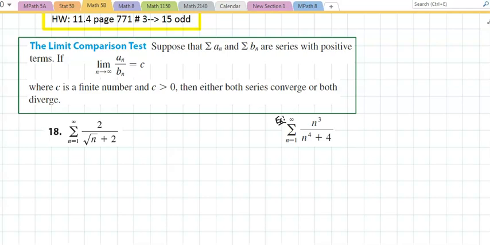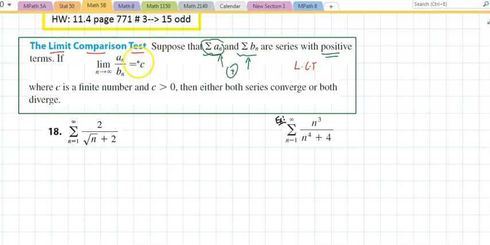So we check for another test, and we have the limit comparison test. It states, suppose that you have two series. Keep in mind, you're only going to be given one of those. You're going to come up with a second series. But those series consist of only positive terms. a sub n and b sub n are both positive.